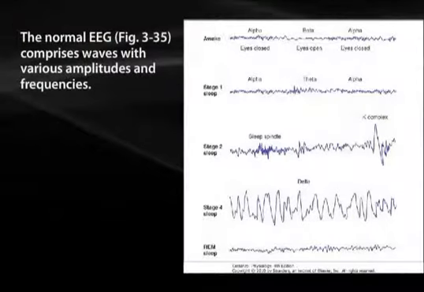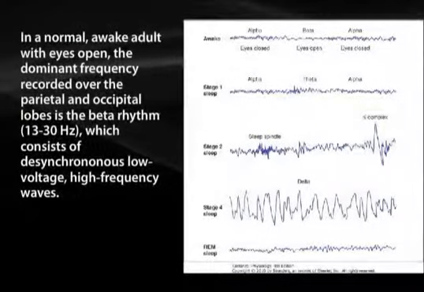In the awake person, there's a predominance of beta activity. As you go through the different stages of sleep, there is less and less beta activity and more delta activity. However, in REM sleep, which stands for rapid eye movement, there is significant beta activity. That is the stage where there is dreaming.